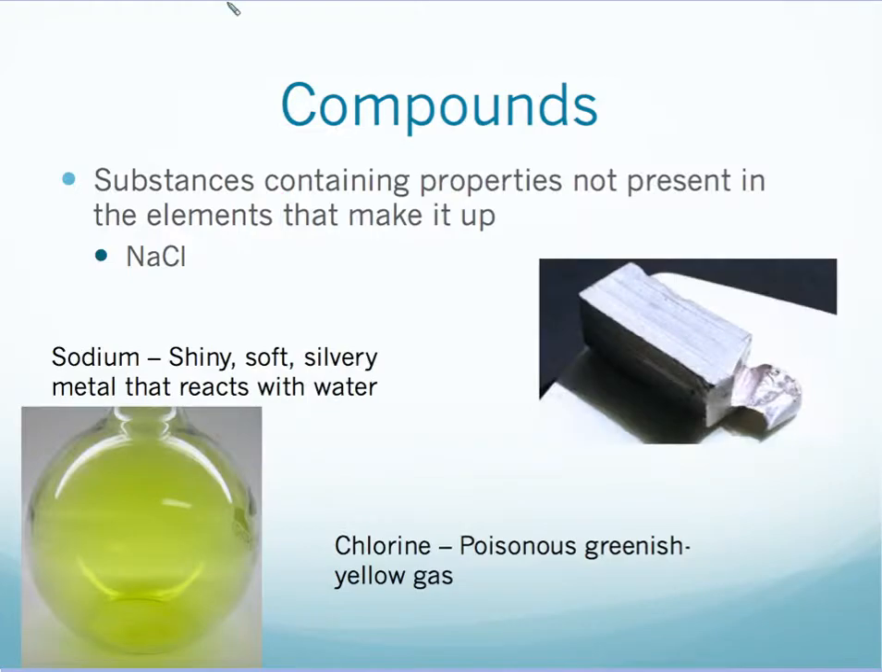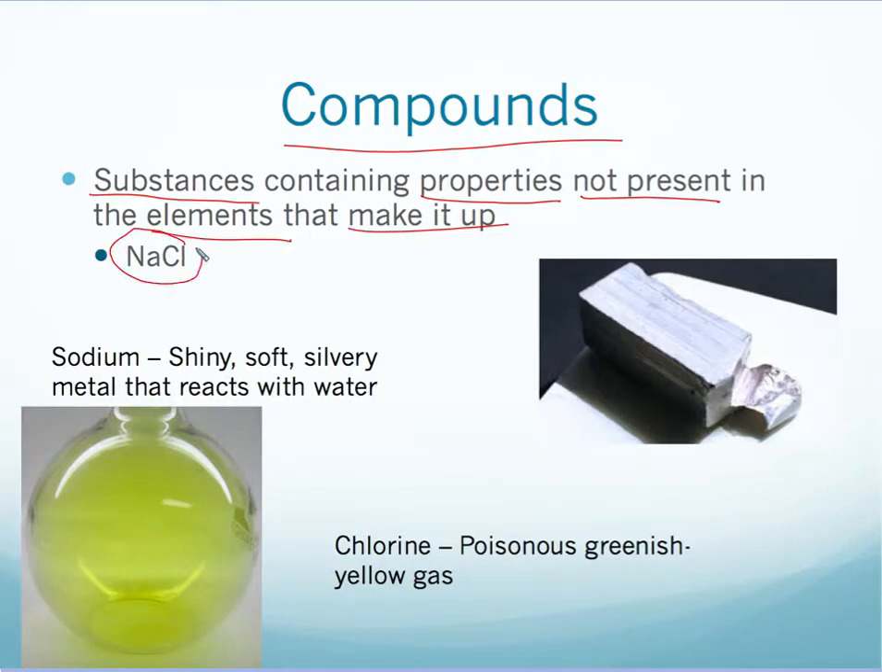Lovely. Compounds. We've talked about compounds before, but compounds are substances that contain properties that are not present in the elements that make them up. For example, we have a substance called sodium chloride. You probably know it better as table salt. Most people like table salt. It goes great on mashed potatoes, French fries. Yeah, salt's a good thing.